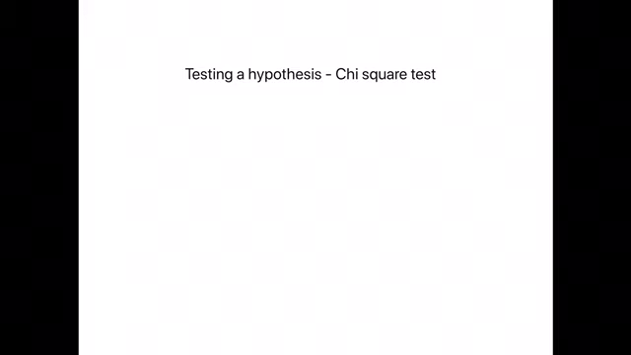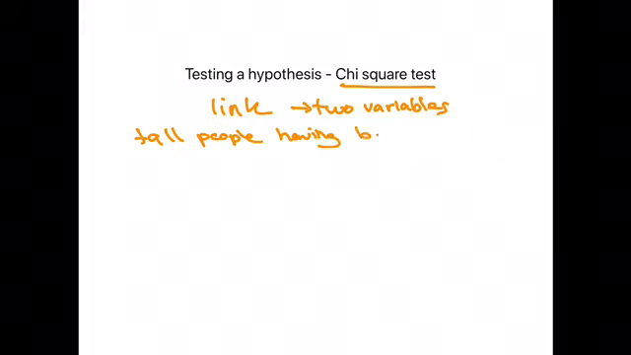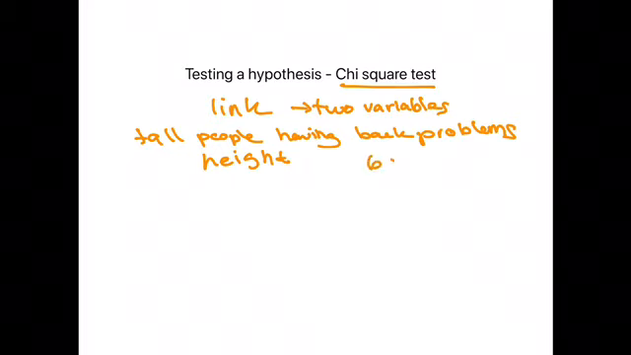Let's say that you want to test whether tall people have more back problems than short people. So we would use something called the chi-square test. The chi-square test is used to establish whether there is a link or not between two seemingly independent variables. So again, we're talking about tall people having back problems. The two seemingly independent variables here are height and back problems, or back health.